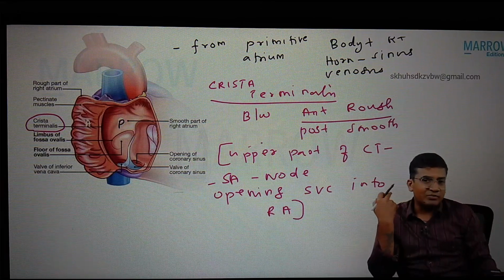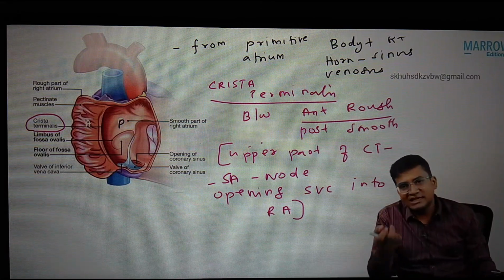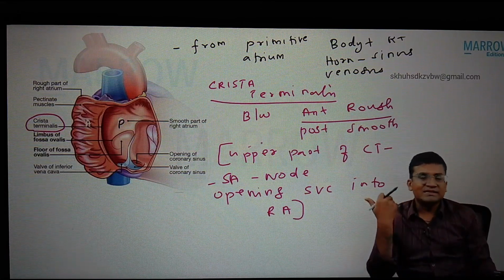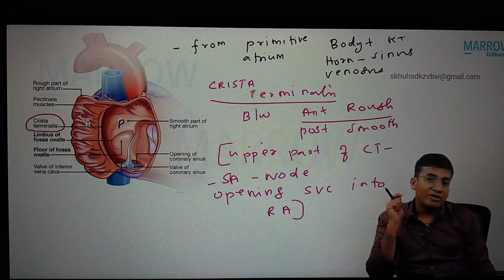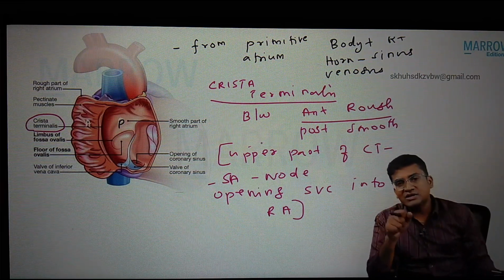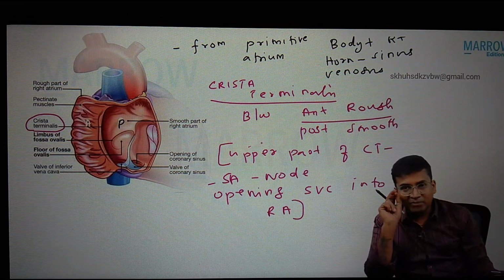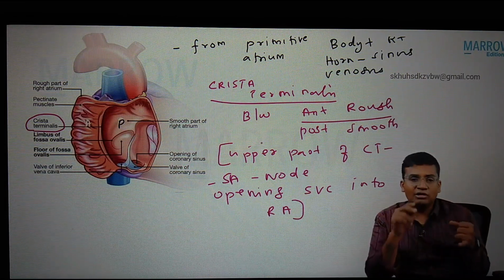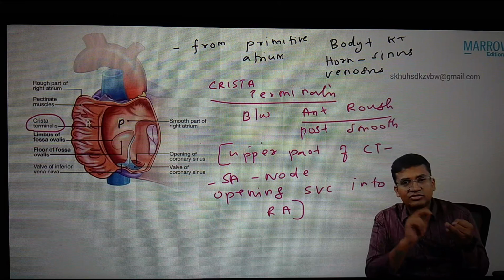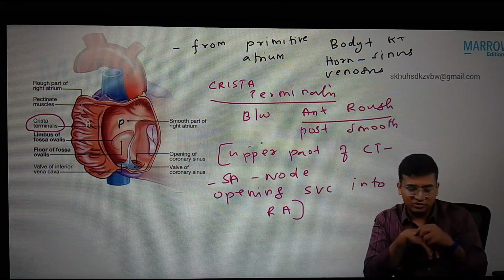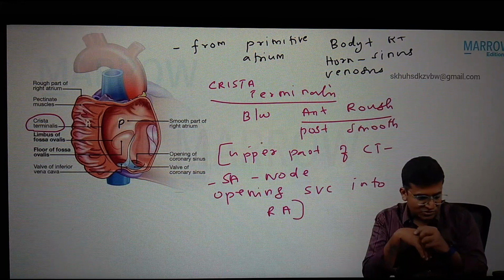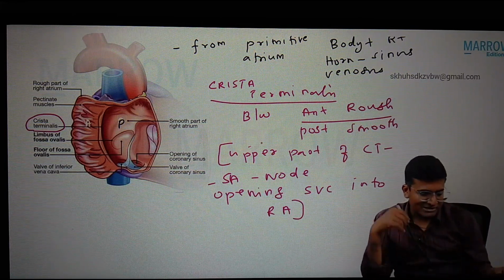So SA node is supplied in 65% of the cases by right coronary artery. 35% of cases supplied by circumflex artery. I hope you know that. Now, where is our SA node? SA node is present at the upper part of crista terminalis or at the junction of the opening of superior vena cava into the right atrium. Okay, right. So that's all about the crista terminalis.